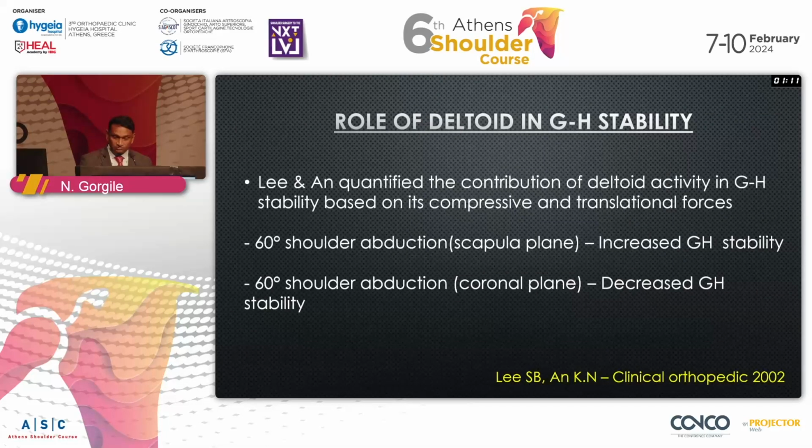So, the role of the deltoid in glenohumeral stability. Lee and Ann quantified the contribution of the deltoid to glenohumeral stability based on its compressive and translation forces.